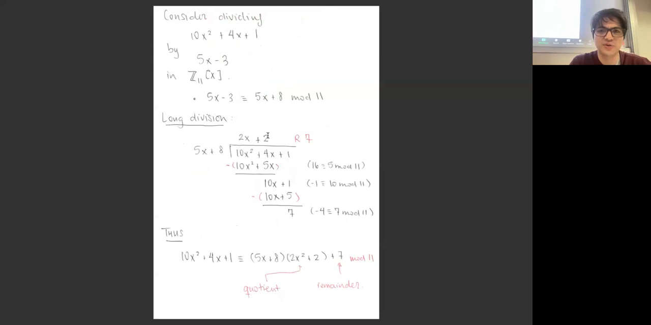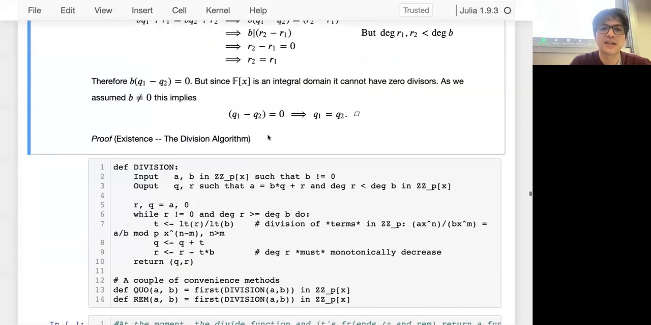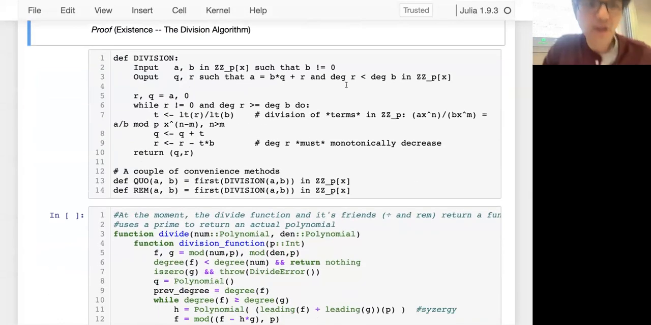Or in our case, is it pseudocode I gave or is it real code? Pseudocode. So you give me A, you give me B. You can't divide by 0. So B is not allowed to be 0. Output, I'm going to give you a quotient and remainder such that A is equal to B times Q plus R. And the degree of R is strictly less than the degree of B, right? That just gives us some uniqueness. These conditions are required for generating uniqueness.